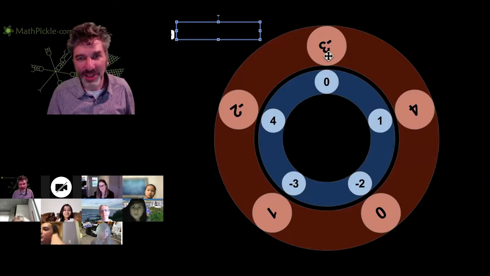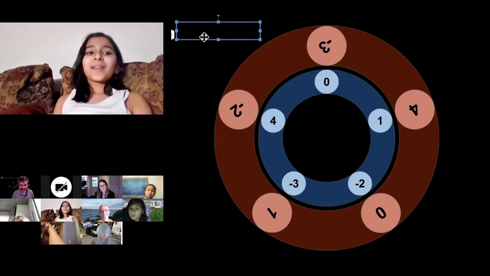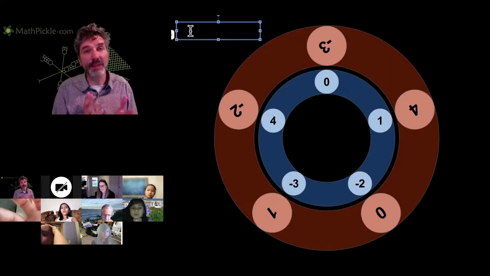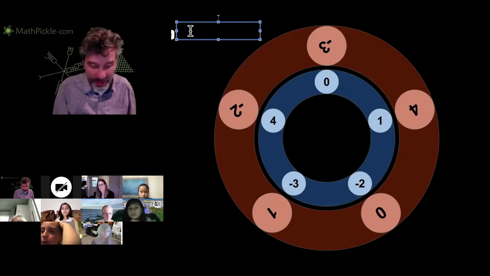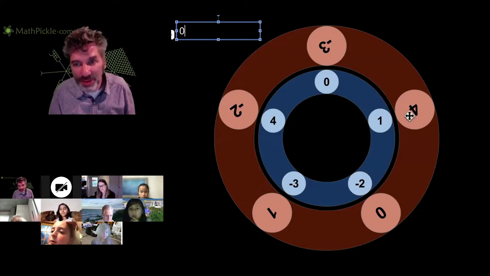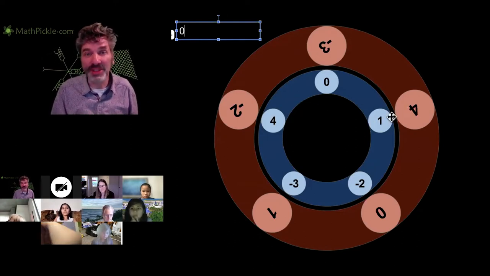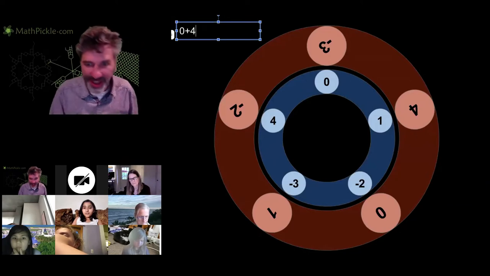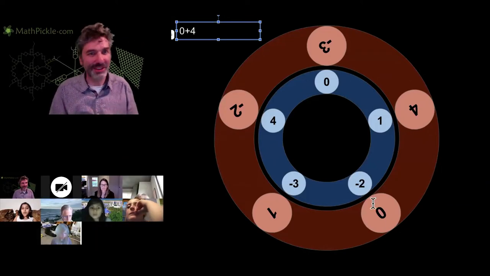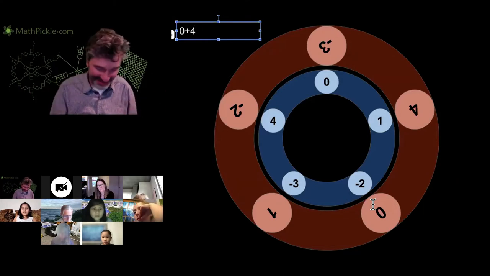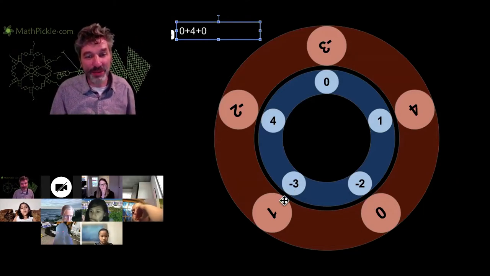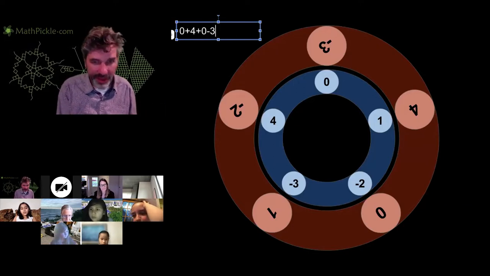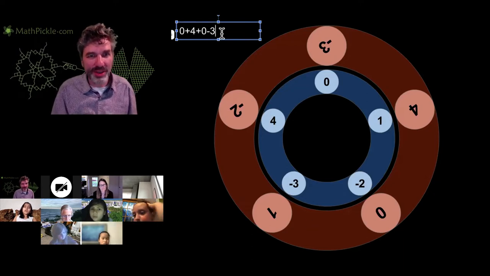Okay. So 0 times -3, Annika. Zero times anything is 0. 4 times 1, Annika. Multiply. +4. Yeah. 0 times -2. 0 times anything is 0. -3 times 1. So that's just 1 times -3. That's just going to be equal to -3.